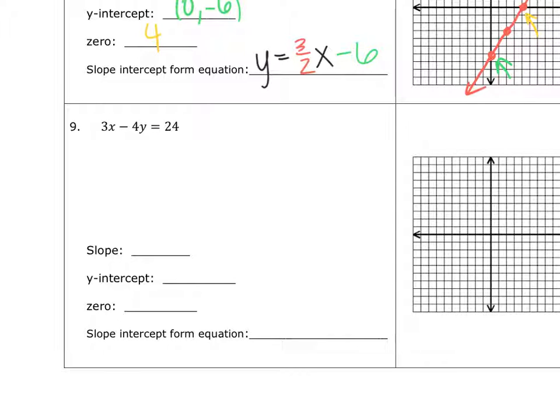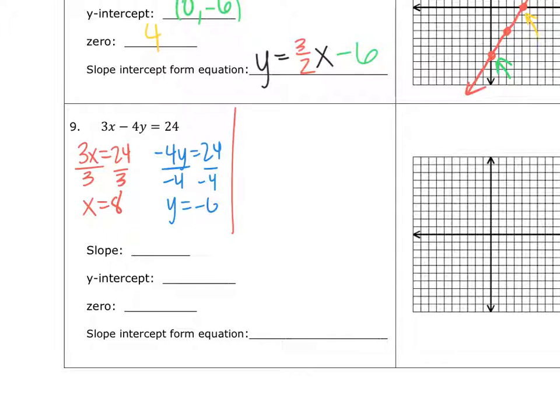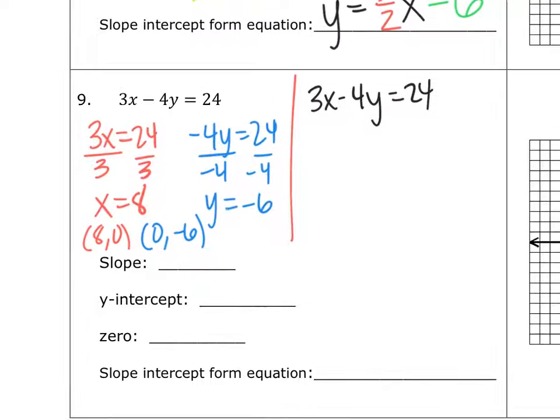Problem 9, there are 2 ways to do this. The first way is to solve for your intercepts, your x and y intercepts. So I'm solving for x and for y. And I have 2 points here that I could plug into StatEdit. Alternatively, and remember you only need to know one way, so pick the way you like the best.